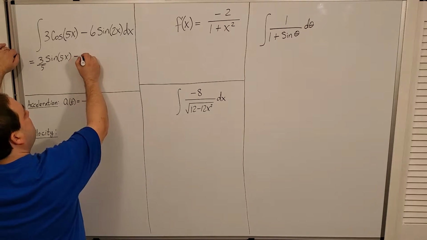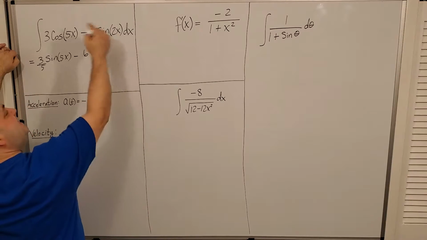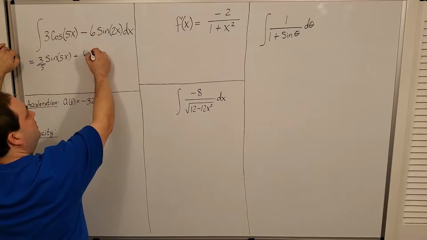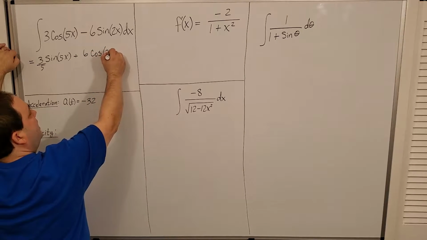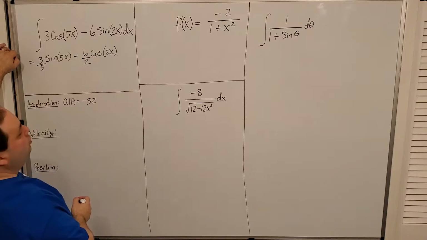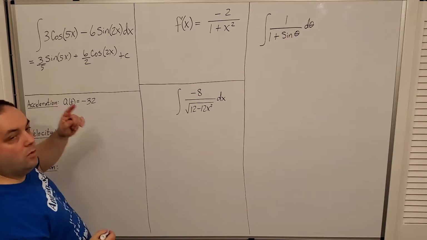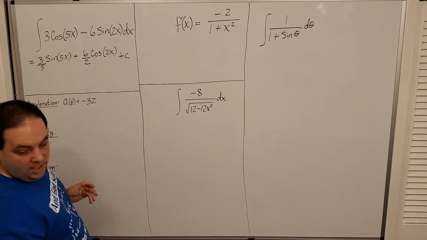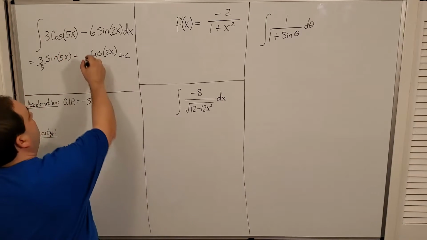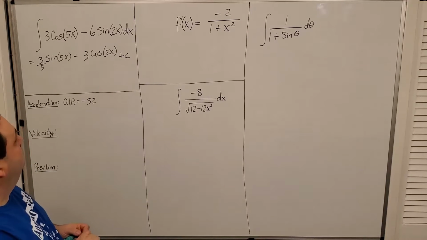Next, minus 6. Antiderivative of sine is negative cosine. So double negative makes it a plus. Cosine of 2x. Divide by the inside number, which is 2. Don't forget your plus c. And one little simplification, right? 6 over 2. I can simplify that to 3. Done. Okay.